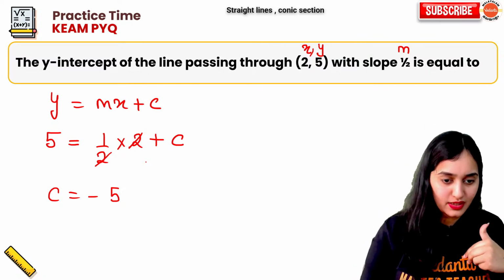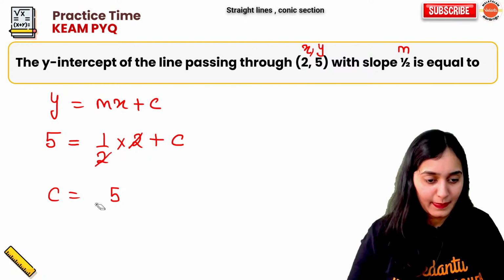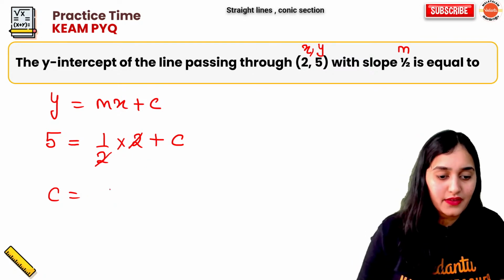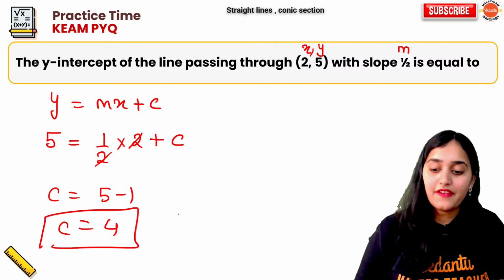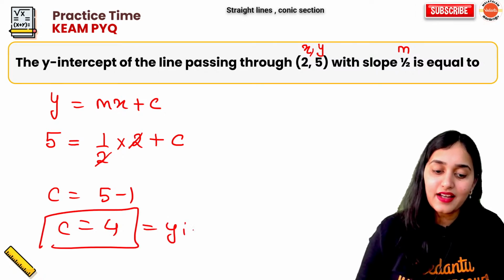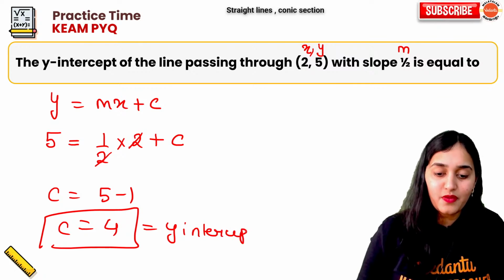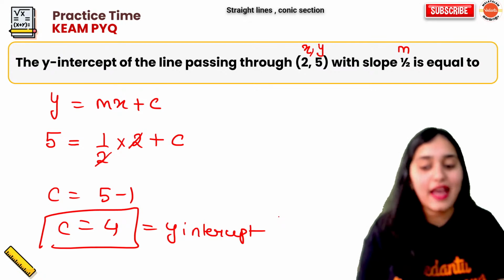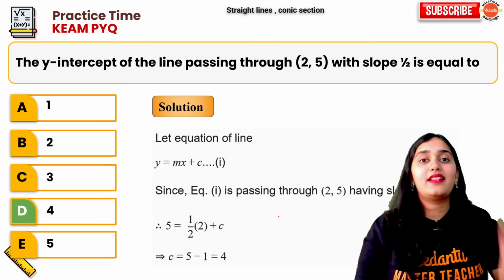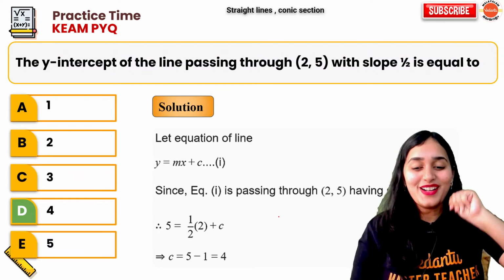No, it should be 4. Oh, my bad. Yeah, so c will be 5 minus 1, which is equal to 4. So, if c is 4, what is c? c is the y-intercept. Very good. Abhinav and Akshay, Shamaz, absolutely right. So, the y-intercept is 4.